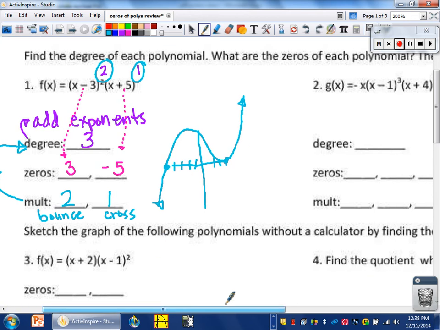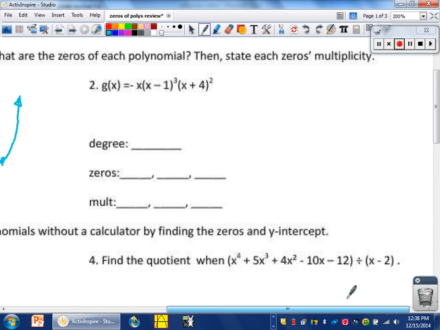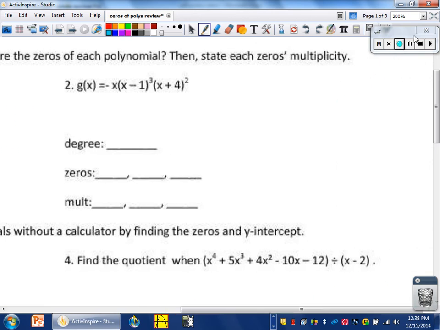Okay, let's move over to number 2. Why don't you take a second to try this one. So on this one, notice we have 3 factors. We have x as a factor, we have x minus 1 as a factor, and we have x plus 4. So here is a 1 power plus 3 power plus 2 means we have a 6th degree polynomial. Even though this one is not in parentheses, it still has a power of 1. This one has a 3 and that one has a 2.